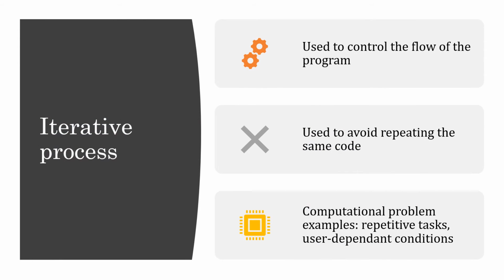Next up, I'll be discussing about iterative processes. Similar to decision-making structures, iterative processes are also used to control the flow of the program. In fact, while loops and for loops can sometimes be referred to as repetitive if-else statements. Iterative processes are used to avoid rewriting the same code. It can be used for computational problems that have repetitive tasks or user-dependent conditions.